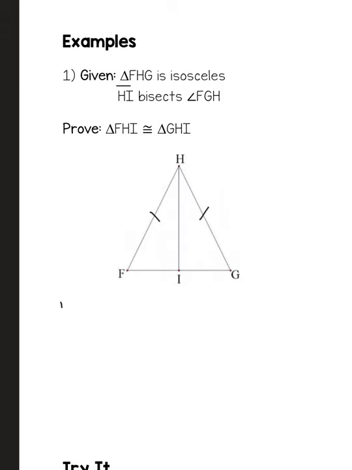So I'm going to keep track of what I'm drawing on my triangle and how I knew that information. So for this first one, we indicated that side FH is congruent to side HG, and we knew we could draw that because the triangle was isosceles.